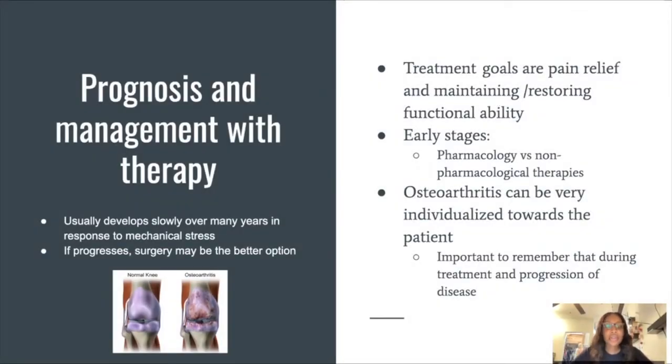Osteoarthritis usually develops slowly over many years in response to mechanical stress. It also depends on the joint that is affected and the amount of functional impairment. And for our presentation, we're talking specifically about knee osteoarthritis. So the course of functional decline is generally slowly deteriorating function, but individually, many patients can improve or even maintain function during the first 3-year follow-up.